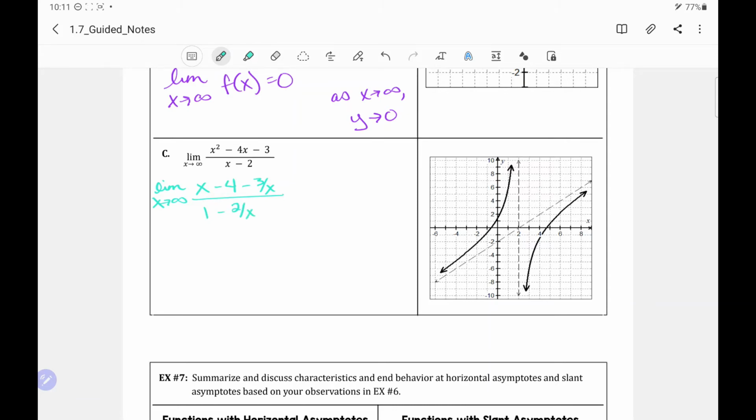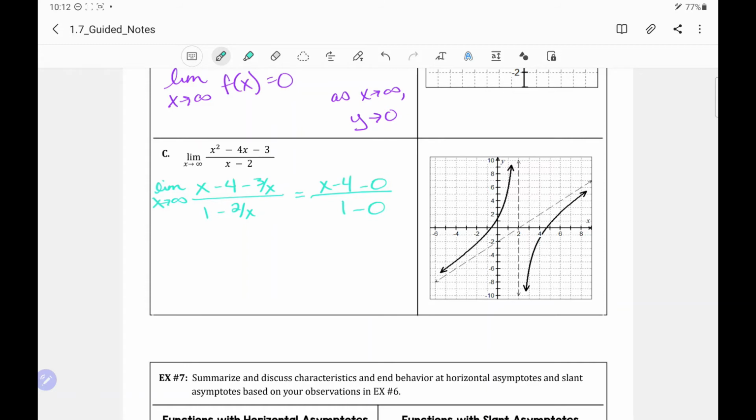So what happens here? This is our behavior for large values. As x gets higher and higher and higher, what's going to happen? Well, x is going to go where? We could just look at the x. As long as that x is on top, on the bottom, we're going to have 1 minus 0. So this is like, we could say x minus 4 minus 0 over 1 minus 0.